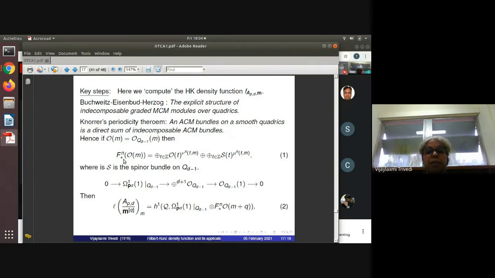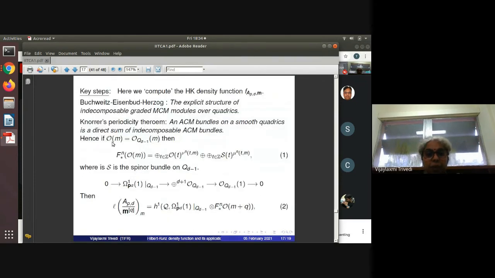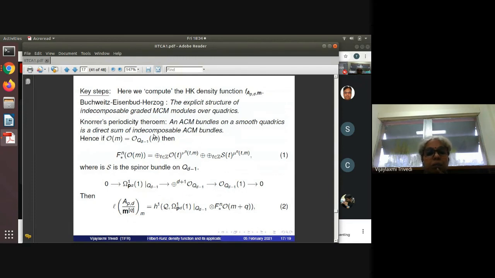Now combining this, what we get is: you have the structure sheaf on a quadric hypersurface. Take its Proj, so that's a quadric, and take the very ample line bundle, the natural line bundle coming from this embedding. It sits inside P^d. So I take its nth Frobenius direct image of this bundle. So this is an ACM bundle. It's easy to check because, as far as cohomologies are concerned, it is the same as O(m). So this will factor as a direct sum of line bundles and the indecomposable graded maximal Cohen-Macaulay module, which is only one according to Buchweitz-Eisenbud-Herzog. This philosophy which I'm talking about is not given by me. It's given by the work of Achinger.